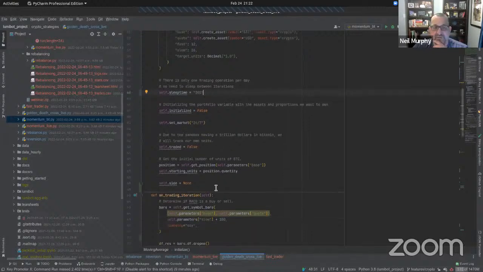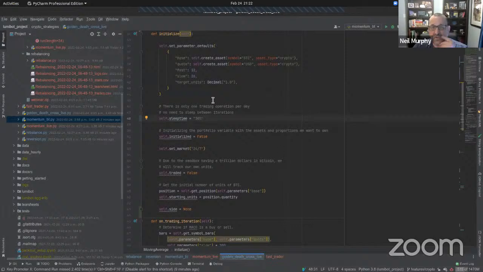I'm not going to go through all of these, but in the course, we're going to show you how to set up your parameters, how to update them. So you can see here, I'm setting up two assets. One is Bitcoin and one's US dollar. And then this is the fast line, which is a shorter, smaller number because it goes quicker. And this is the slow line, which is 26 periods.